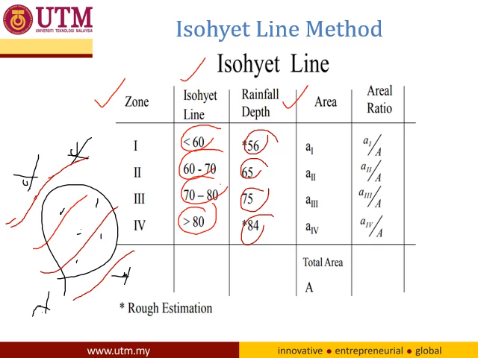And lastly, you need to get the areas. So this area is, for example, A1, and this area is A2, and so on. So in the end, you need to calculate the ratios: area 1 divided by the total area, area 2 divided by the total area, and so on. This is quite similar to the polygon method. Instead of using the Isohyet lines or areas, you use the polygon. So it's the same method, using ratio.